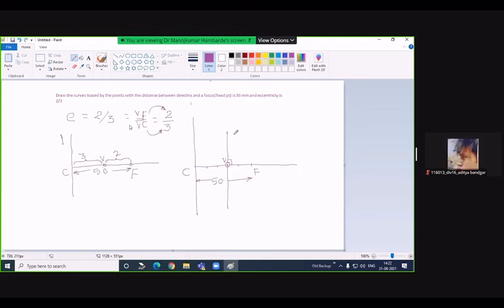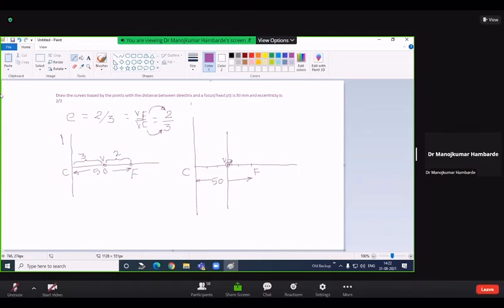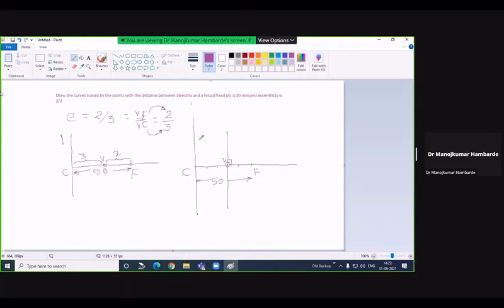Okay, so I will take V as a center and VF as a radius, that distance in the compass. What I will do, I will mark an arc. So from F, I will mark an arc. So this is my arc.